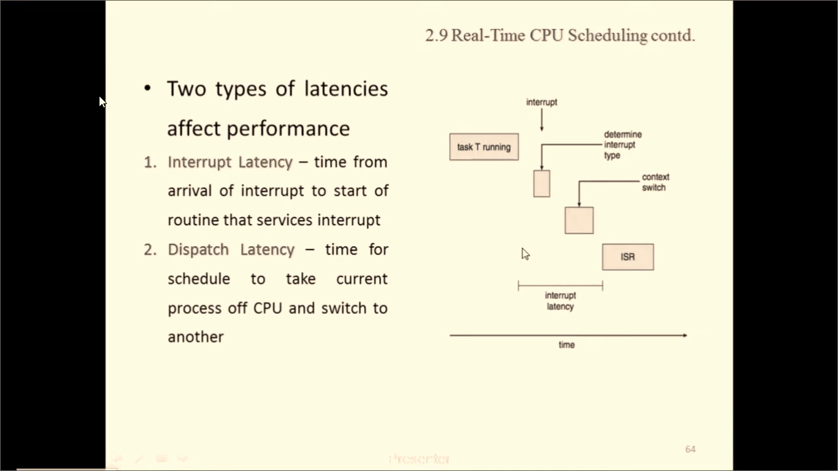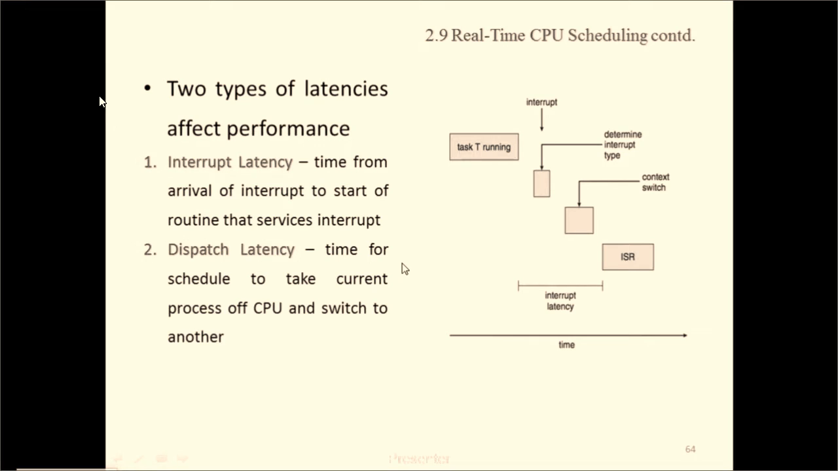Now the time from when the interrupt has arrived till the beginning of execution of the ISR is called interrupt latency. Alright? From the time the interrupt has arrived till its ISR execution begins is called interrupt latency. So interrupt latency is the time from arrival of the interrupt to the start of the routine that services the interrupt, that is, the start of the ISR.